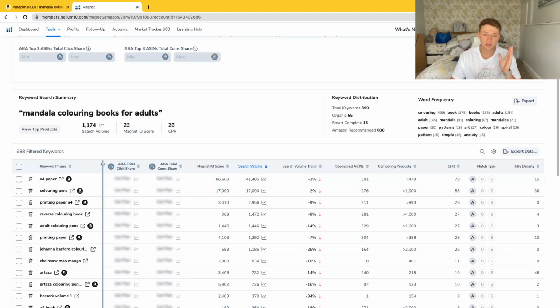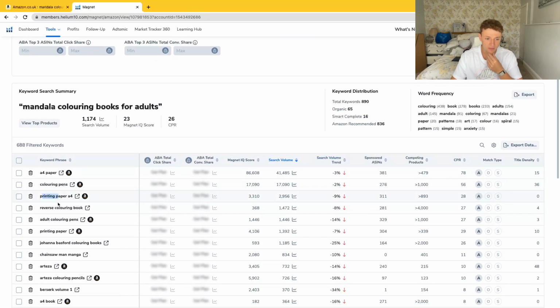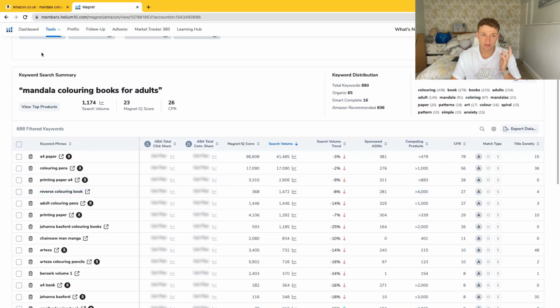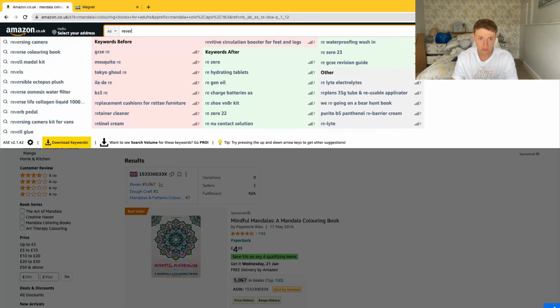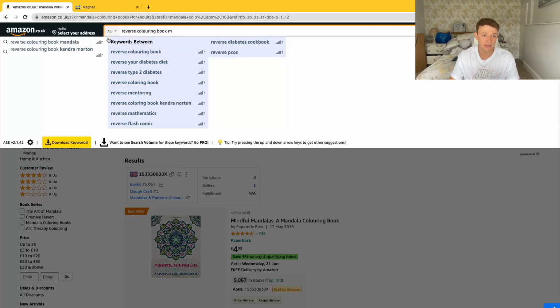So anything now that's related to our book here is potentially going to be a good keyword to use. So what we've got here, coloring pens, not relevant. Printing paper A4. Reverse coloring book is kind of related because it's still a coloring book, but our mandala coloring book isn't really a reverse coloring book. However, if you had reverse coloring mandala, so let's just type into Amazon here, reverse coloring book mandala.